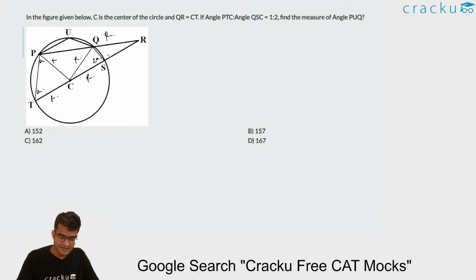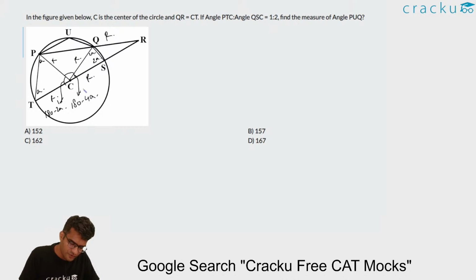CS is R, QC is R. So if this is 2A, this also will be 2A. This would tell us that angle QCS will be this one, 180 minus 4A. And this one over here will be 180 minus 2A, because the sum of the angles of a triangle is equal to 180 degrees. This would tell us that this angle over here we can calculate.